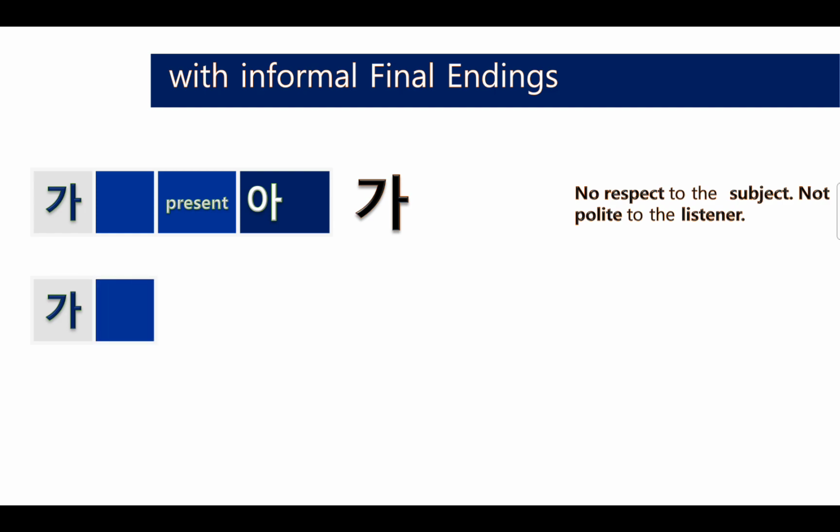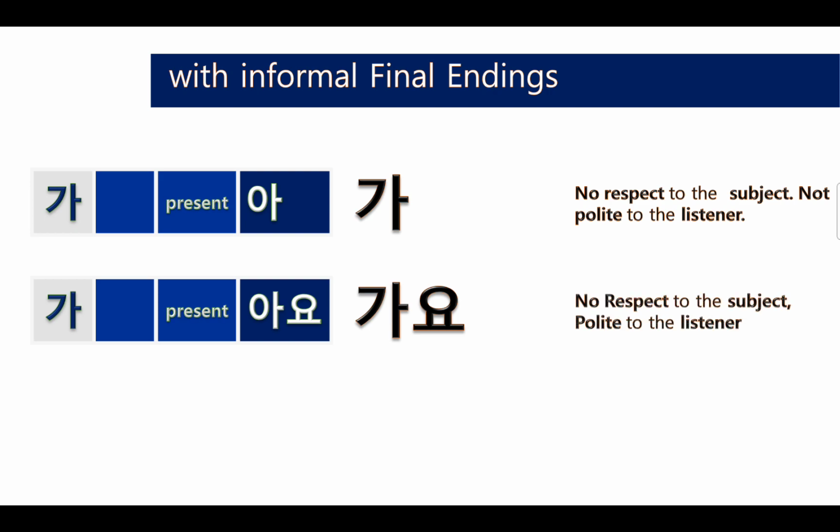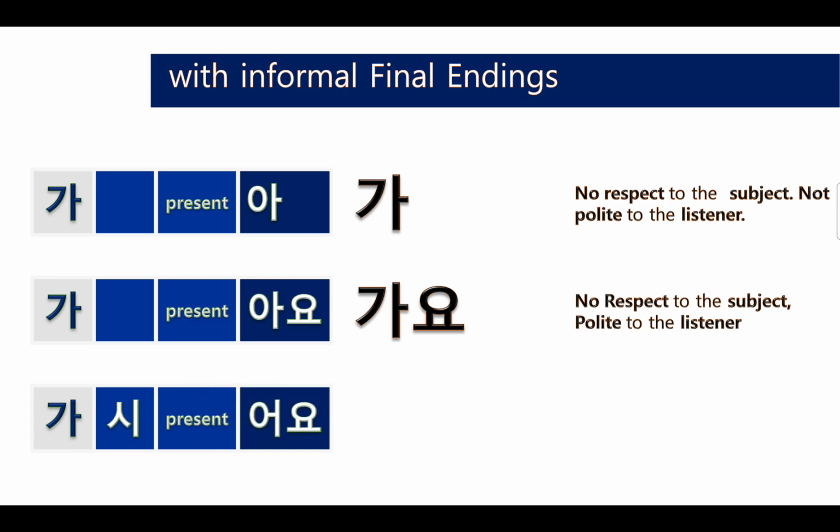Next one, 가 and no 시 means no respect to the subject, and when there's nothing, this is present tense. 아요, oh, there is 요, so this is polite to the listener. So 가 아요, contraction, 가요. No respect to the subject and polite to the listener. How about 가 plus 시? Oh, now we put 시. So this means we show our respect to the subject, and present tense. And 시 is a dark vowel. That's why we put 어요. And 시 contraction, 가세요. Right?